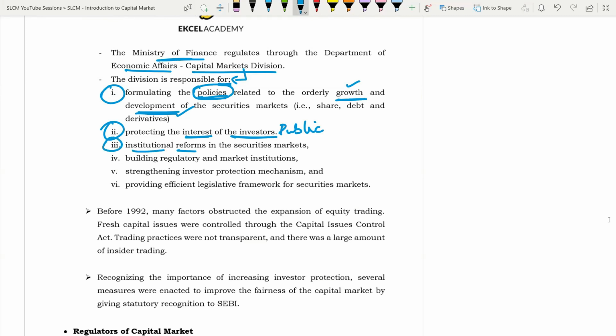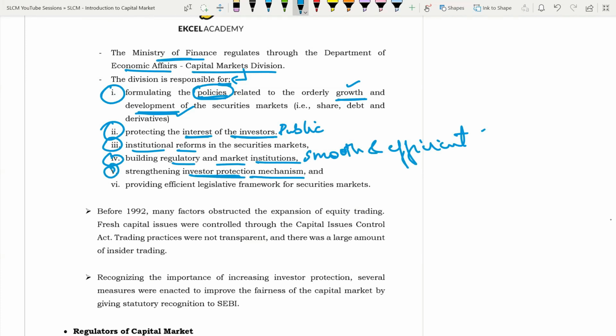Institutional reforms in the market. Building regulatory and market institutions, right? Creating these market institutions and intermediaries is also necessary so that the entire market functions in a smooth and efficient manner.